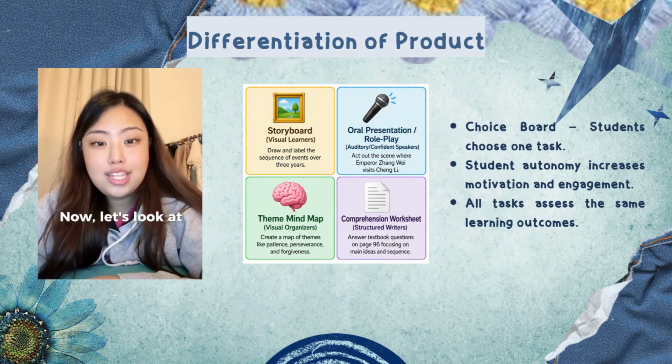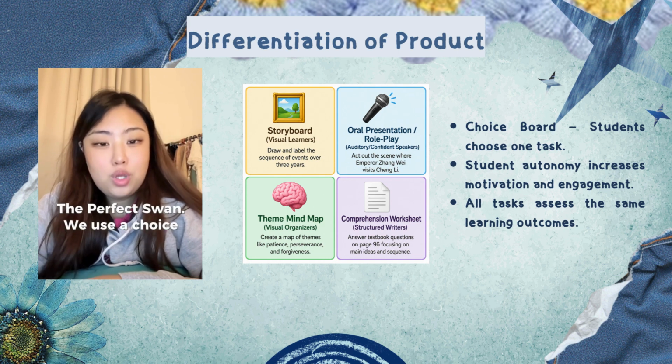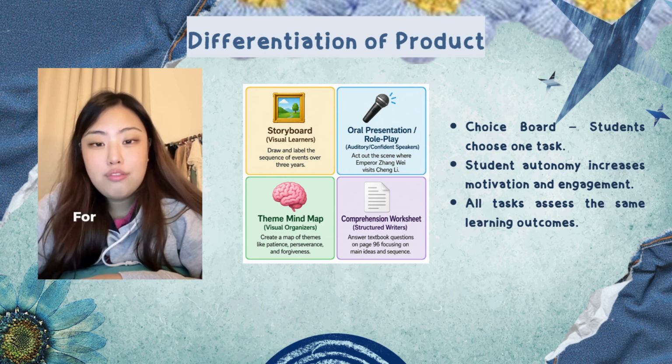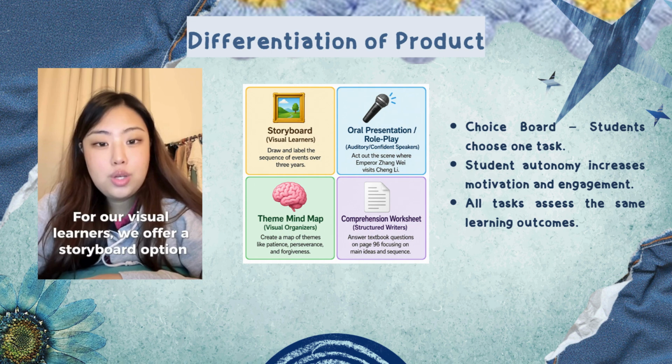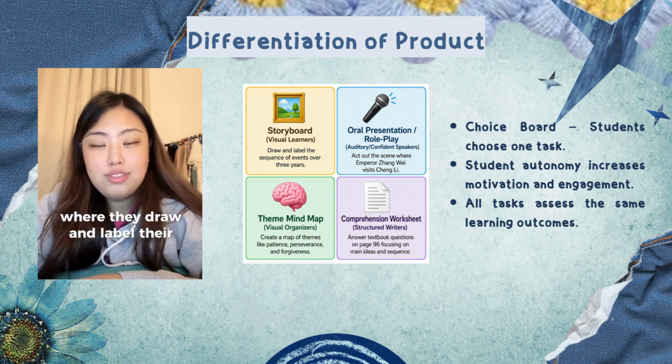Now let's look at how we differentiate the product, which is how students demonstrate what they have learned from the story The Perfect Swarm. We use a choice board to give pupils autonomy, which research shows significantly increases motivation and engagement. For our visual learners, we offer a storyboard option where they draw and label the sequence of events over the 3 years Cheng Li spent painting.